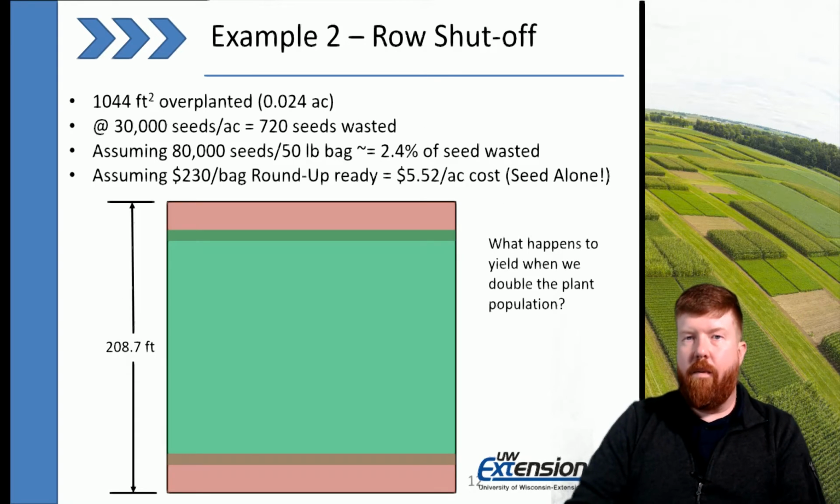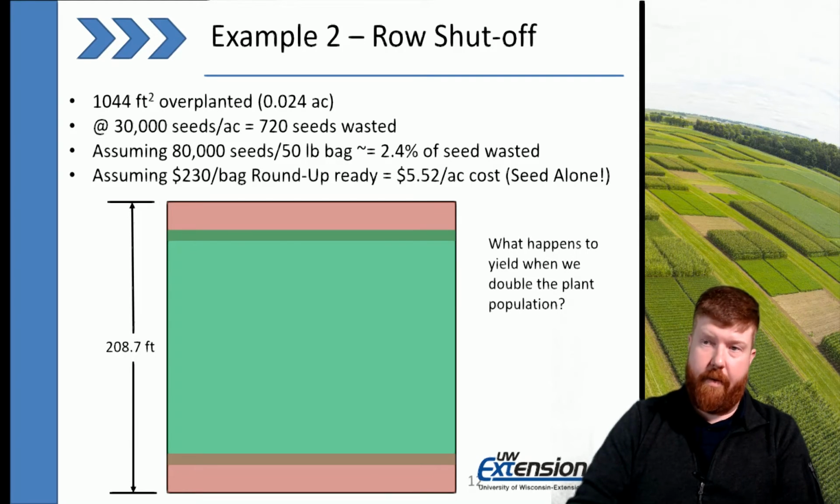If you look at it, it's about 1,044 square feet overplanted, and that's 0.024 acres. Again, a perfectly square field, and I know we all have those. So when you multiply that over 100 acres, say, of perfectly square field, we overplant 2.4 acres, and that's starting to mean something now, right? So what I've done here is calculated essentially the amount of seed wasted, which is about 2.4%, and then if we assume $230 a bag of Roundup Ready seed, which may or may not be accurate, you're looking at about $5.52 per acre that we've wasted essentially in seed alone.